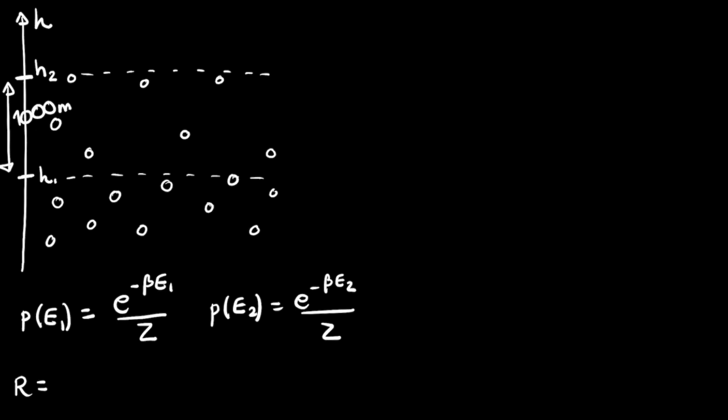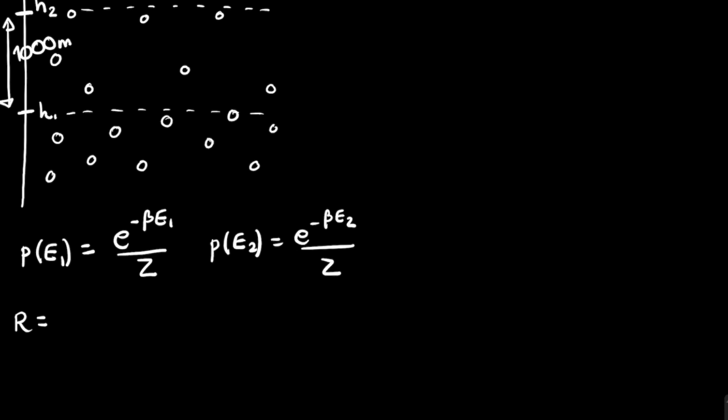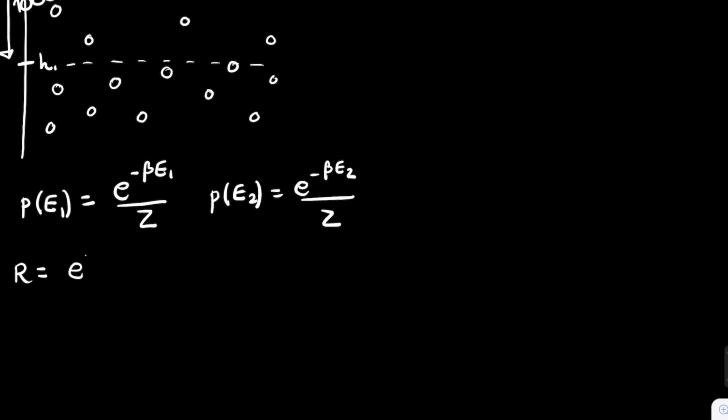So what is the ratio? Well, let's substitute that in. e to the minus beta E1 divided by e to the minus beta E2. So the Z's have now gone. We've just simply got a ratio of exponentials. So let's go ahead and substitute what E1 and E2 are in terms of H.